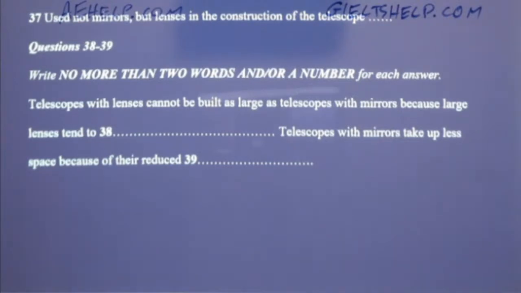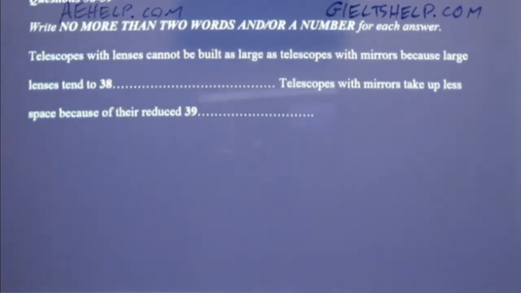There are a number of reasons the mirror is an improvement over the lens in telescopes. First, mirrors do not warp as easily as lenses do, and by that I mean that lenses can lose their shape in hot or cold weather quite easily. Second, telescopes with mirrors take up less space because of their shorter focal distance. Third, telescopes with mirrors can be built far larger because the mirrors themselves can be built larger.